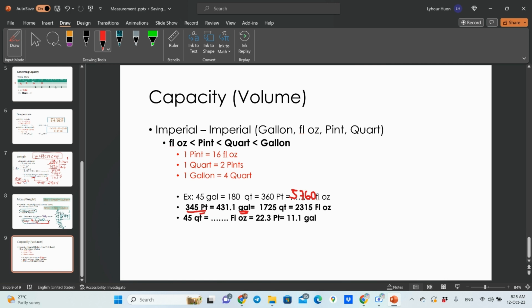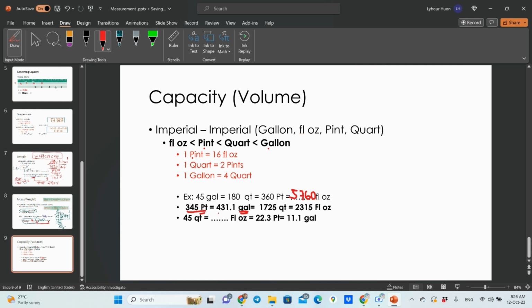In capacity. Yeah, in capacity. Your homework: how did you convert 345 pints to gallons? Pints is smaller than gallons, so it's small to big. So I divided. Okay, correct.